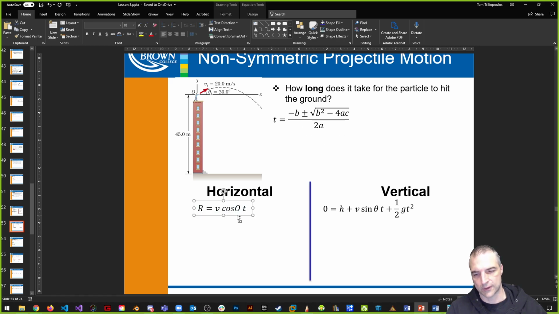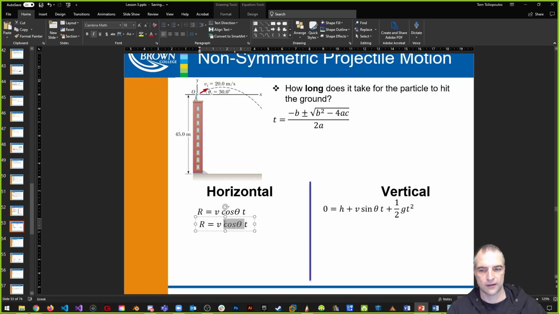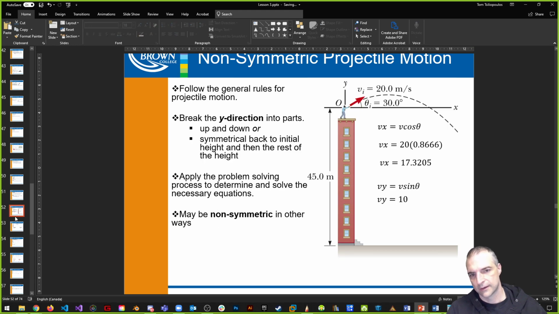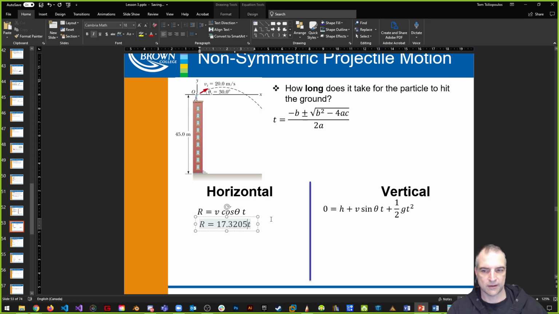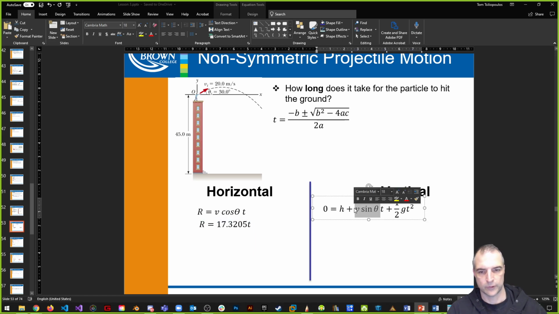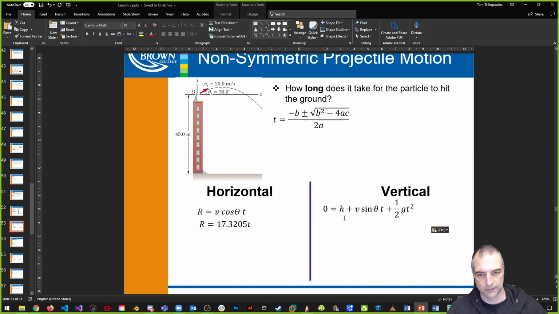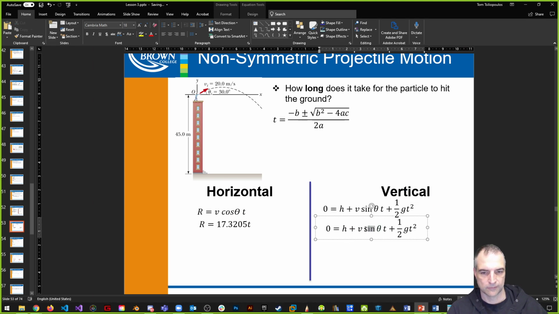We already know V cos theta, right? We can sub in V cos theta, which is 17 point something. What was it on the other page? 17.3205, times T. And we know what this side is, it's V sine theta, which is 10. We did this part in the previous slide. So V sine theta is 10.